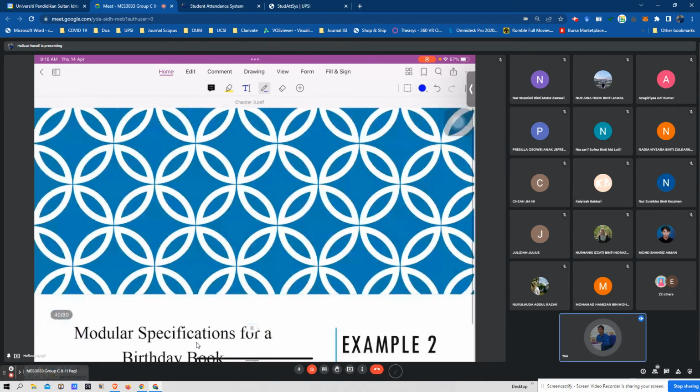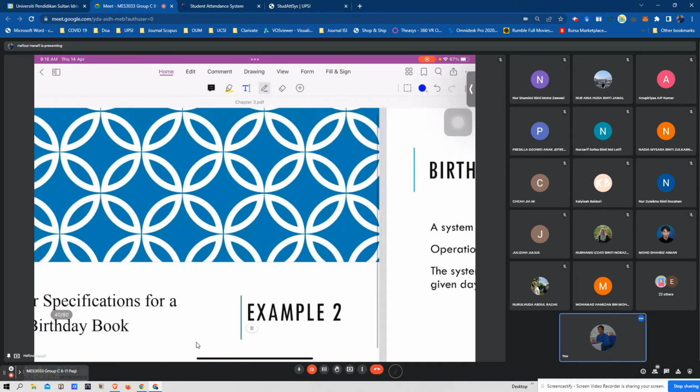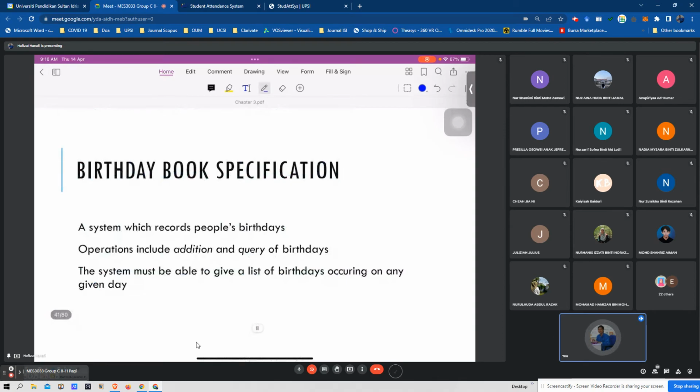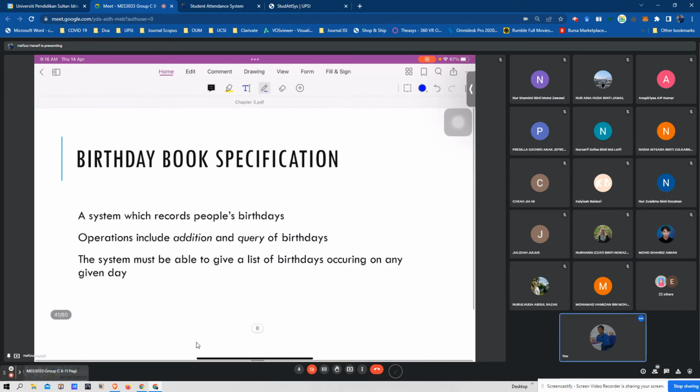Okay, this one is another example, the birthday book. We have a system which records people's birthdays, and then the operations must include an additional enquiry of a person's birthday. The system must be able to give a list of birthdays occurring on any given day.